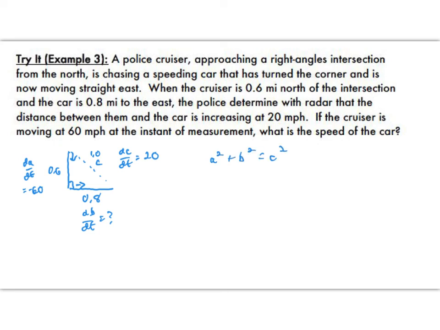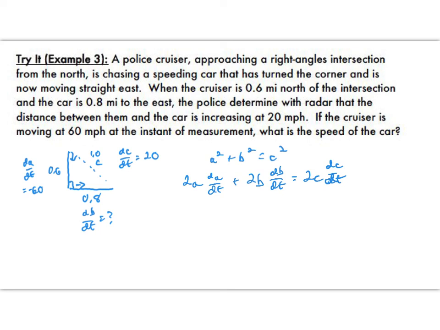And again, I'm going with variables because as the cop car moves towards the intersection and the pursuit car moves away, this is also changing. So we've got a 0.6 that's changing, a 0.8 that's changing, and a 1.0 that are all changing. So as long as it's a value that changes, then we can come up with a variable in our equation. All right, so differentiate: 2a times dA/dt plus 2b times dB/dt, and 2c times dc/dt.